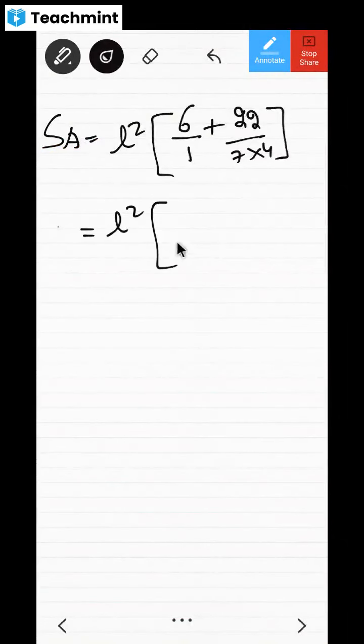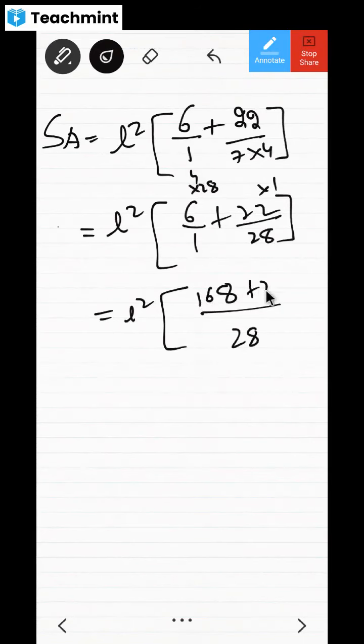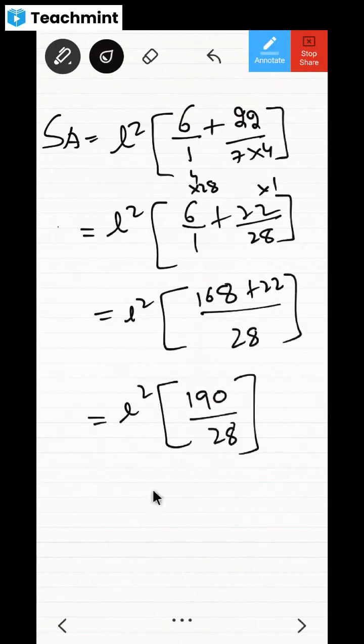L square is equal to, now here what is the LCM? 6 by 1 plus 22 by 28. Then it becomes L square bracket. What is the LCM here? LCM is 28. Now it becomes 28 ones are 28. So 6 into 28 means 6 8s are 48, 4 is the carry, 6 2s are 12, 12 plus 4 is 16, 168 plus 22, then divided by 28. So you can do it as 168 plus 22 is 190, and 190 divided by 28 you can do. You can do this calculation, 190 by 28, and keep the answer. Right, dear children?